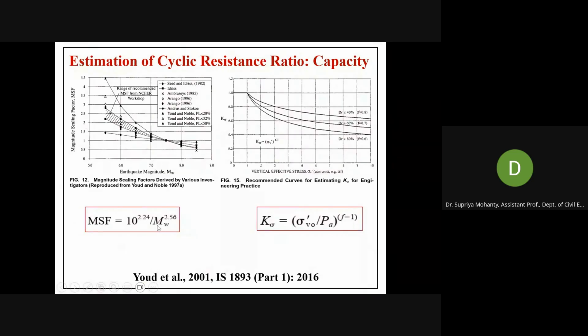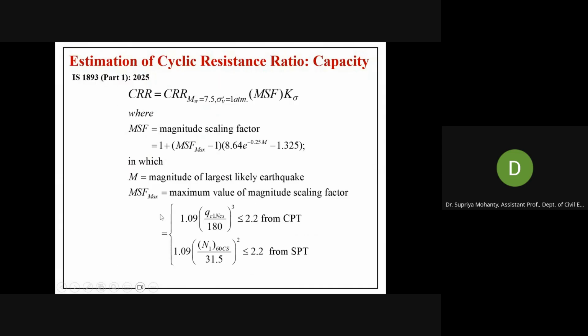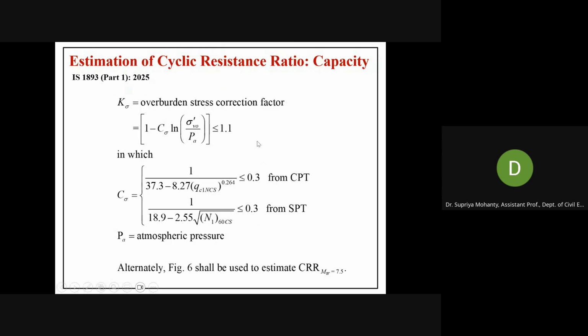So it was only a function of the magnitude of the earthquake, not soil properties. And if you see here, in addition to the magnitude of the earthquake, the MSF is also a function of your soil strength parameters, like the tip resistance and this N value. Then coming to the overburden pressure correction factor, K sigma, it is calculated using this expression: 1 minus C sigma ln of the ratio of effective stress to PA, the atmospheric pressure, and this value is limited to 1.1.